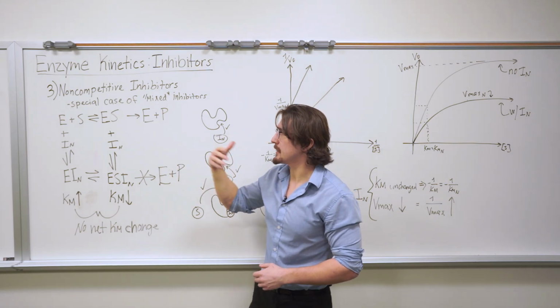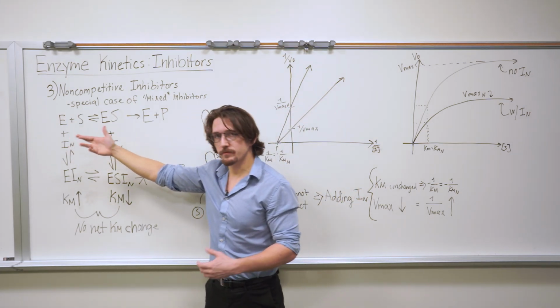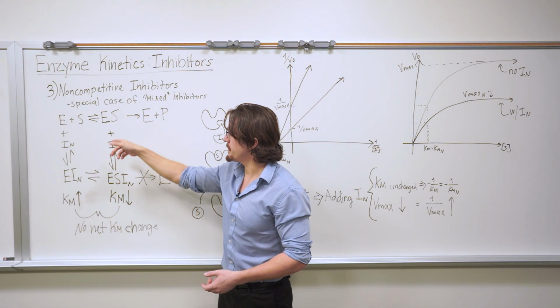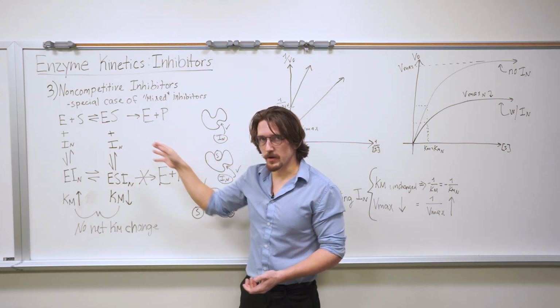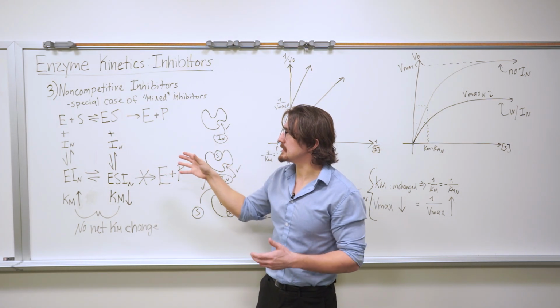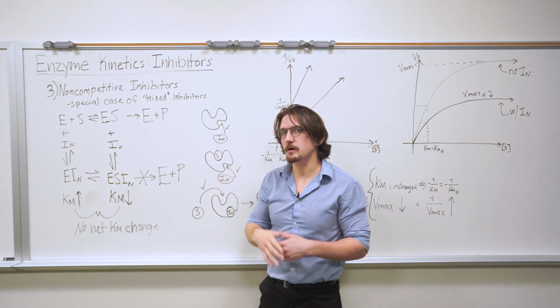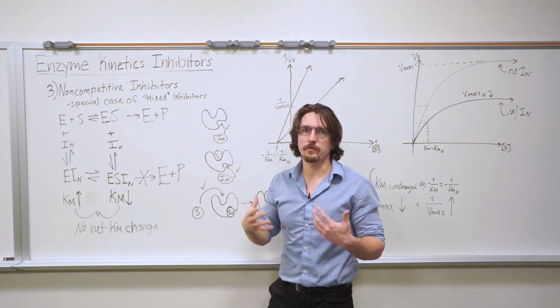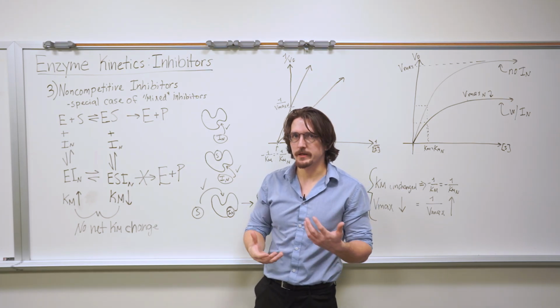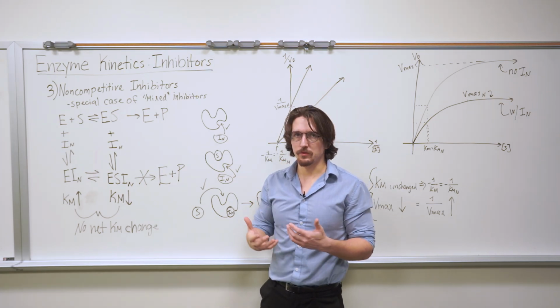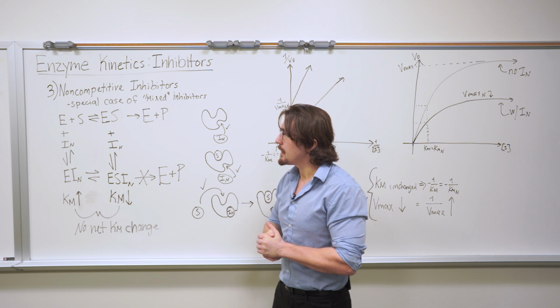So some of them are going to have more affinity for the enzyme when it's free. Some of them will have more affinity for the enzyme substrate complex, okay? They're still able to bind to both in some way, but their affinity is going to vary. So for most mixed inhibitors, it's hard to predict what the Lineweaver-Burk plot and the Michaelis-Menten plot are going to look like. In other words, it's hard to predict exactly how they're going to affect the Km and Vmax.